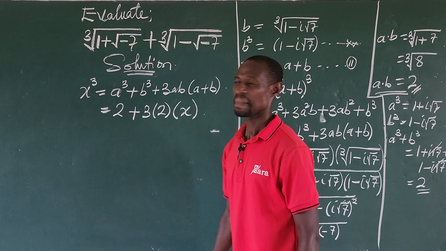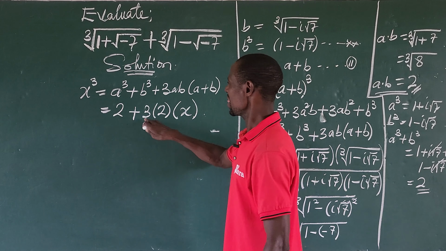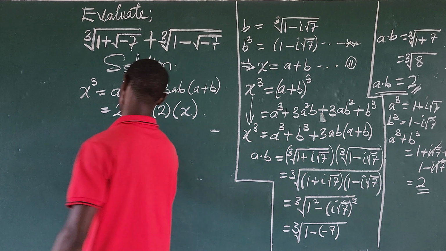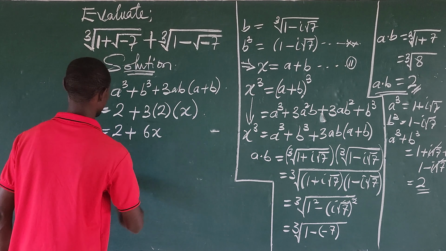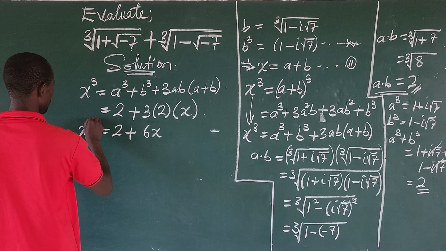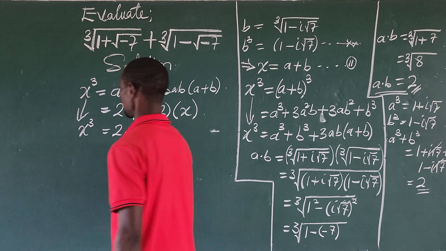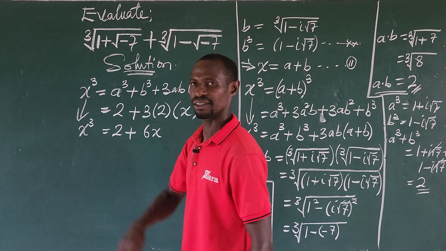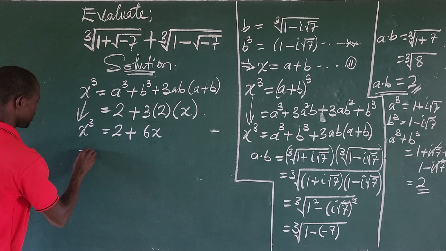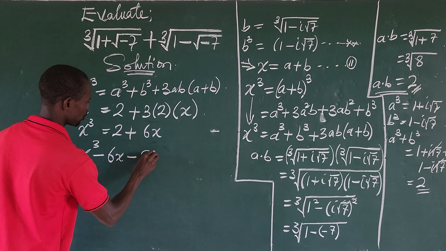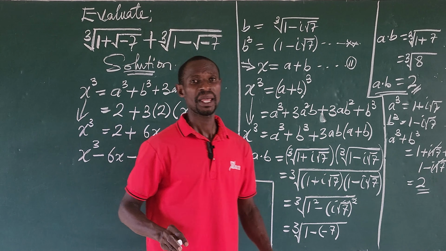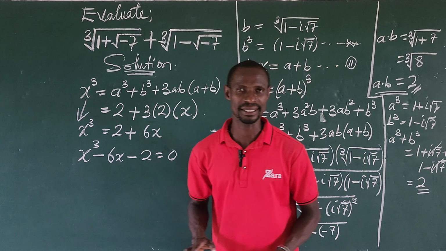Are we learning something? All right. So from here, let's use this to open up this. And so we're going to have this to be 2 plus 6x. Mind you, we have S to the power of 3 down here, so move this to this side of the equation. If we do that, we're going to have S to the power of 3 minus 6x minus 2 equal to 0. Now, this is a cubic equation.